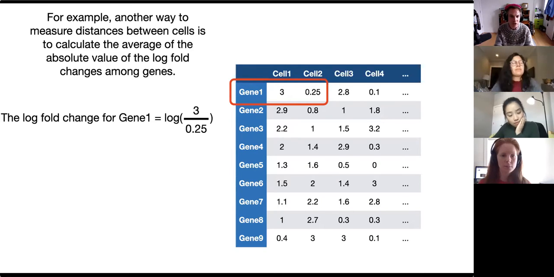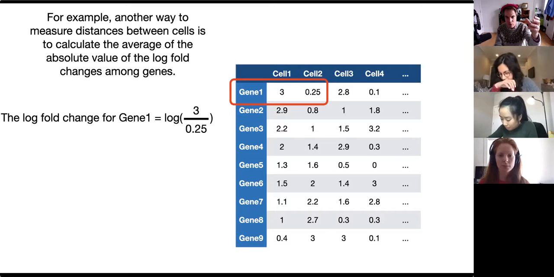So for the example, the log fold change for gene 1 versus, and we're just looking at cell 1 and cell 2. We're not looking at the other cells right now. The log fold change is just the value for gene 1 for cell 1, which is 3, divided by the value for cell 2, which is 0.25, and then we just take the log of that ratio, and that's the log fold change.